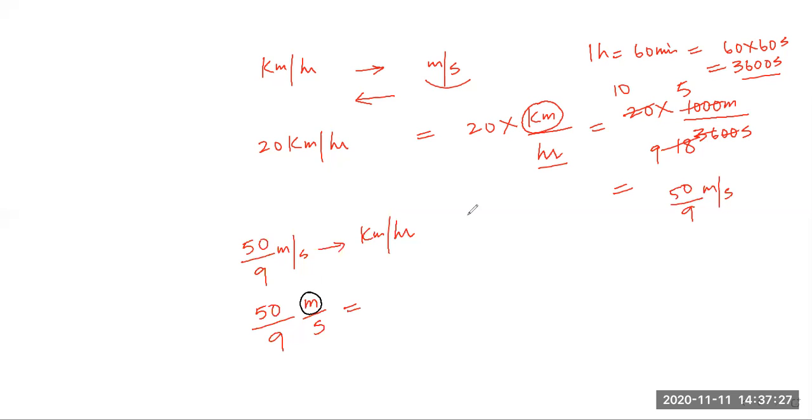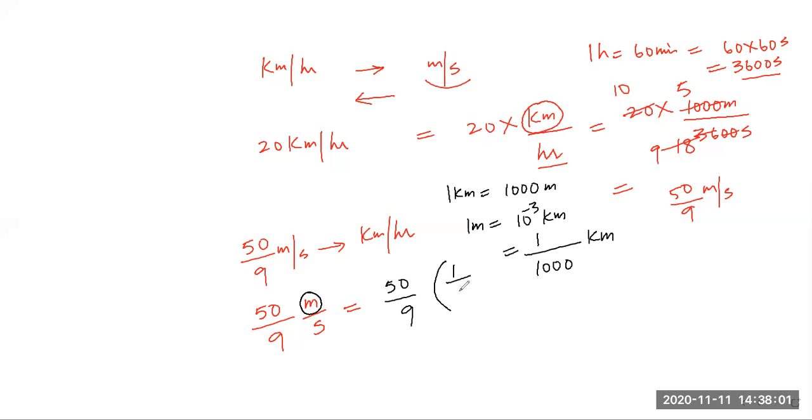So students, wait, I will tell you. 1 kilometer is equal to 1000 meter, right? So 1 meter will be equal to how many kilometer? 10 raised to power minus 3 kilometer. You can say 1 by 1000 kilometer. Okay. So I will write 50 by 9 here. Instead of meter, I will write 1 by 1000 kilometer.